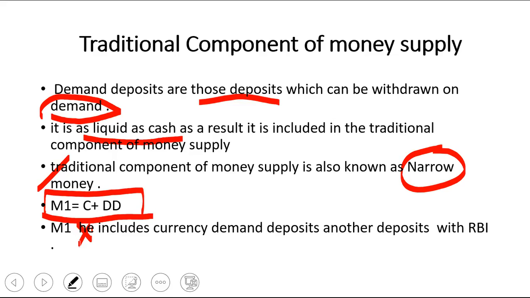So traditional component of money supply include two things, C plus DD. C stands for currency, that is cash and coins. And demand deposit stands for DD. DD is the demand deposit. डालो उधर chat box में, is it the traditional component clear? Yes. Okay, I have seen it.